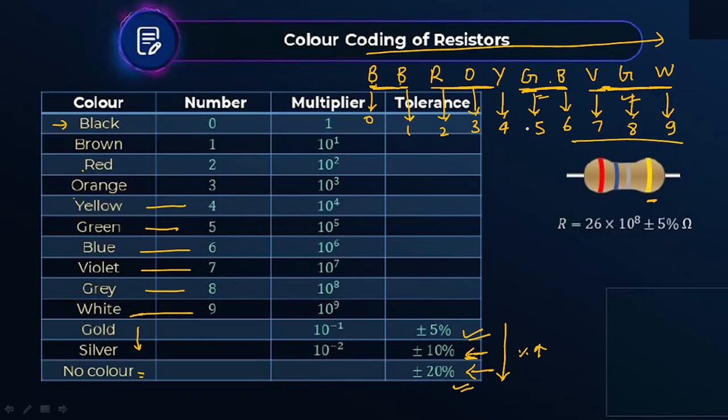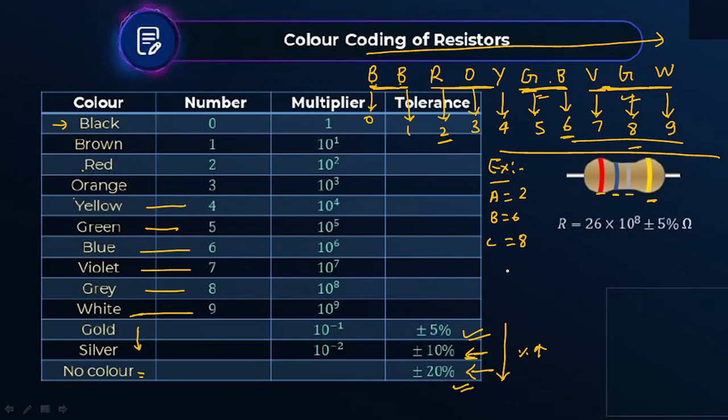Simple, easy. So now let us take one example. For this resistance, if I want to write the value of R, the first one is red, so A equals red. Red means what? 2. The second one is blue. Blue means what? 6. So A is 2, B is how much? 6. And C is what? Gray. Gray means how much? 8.